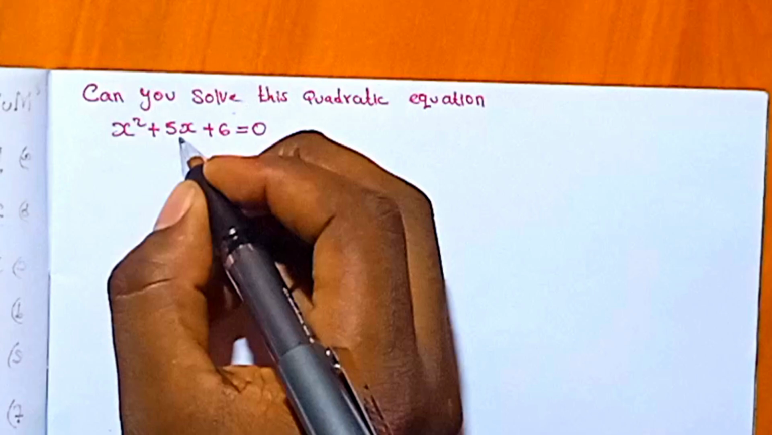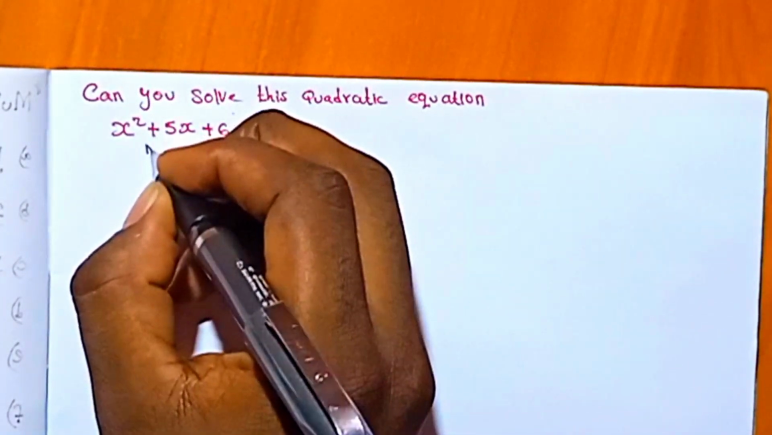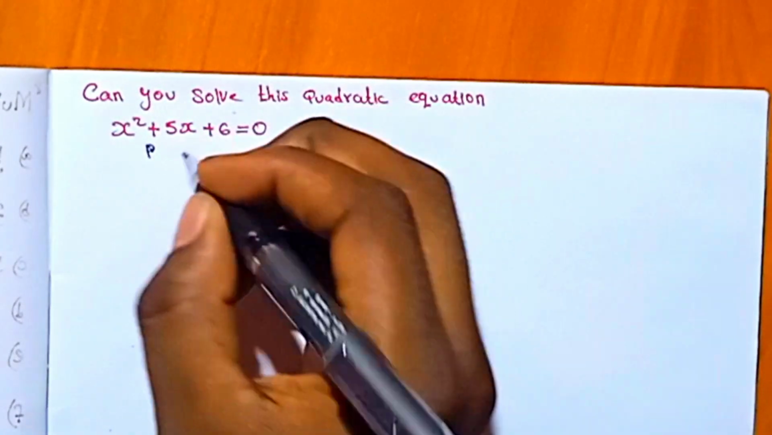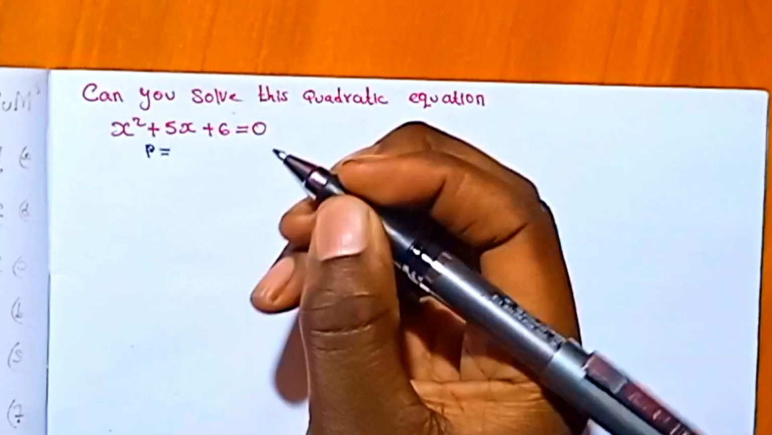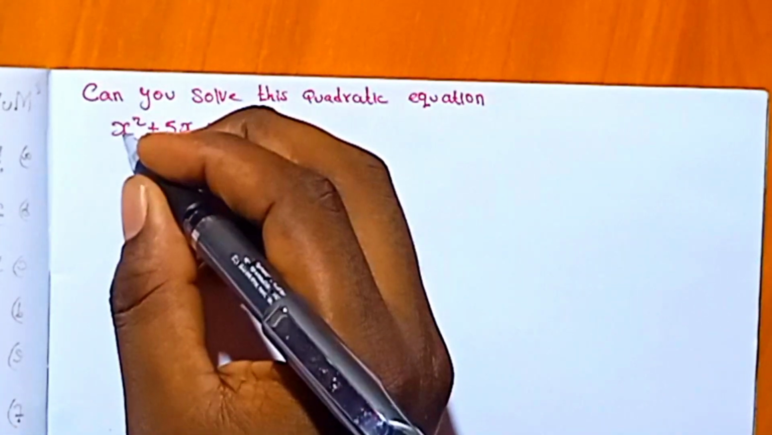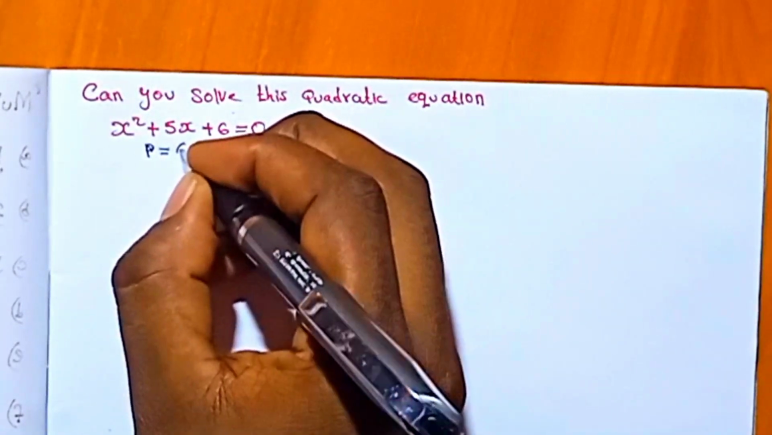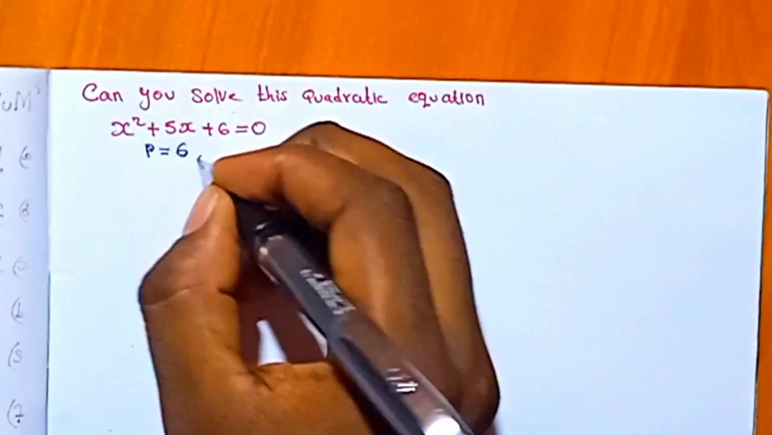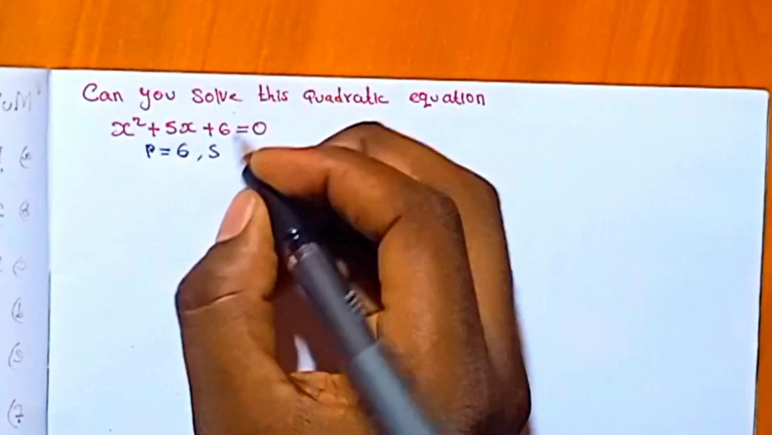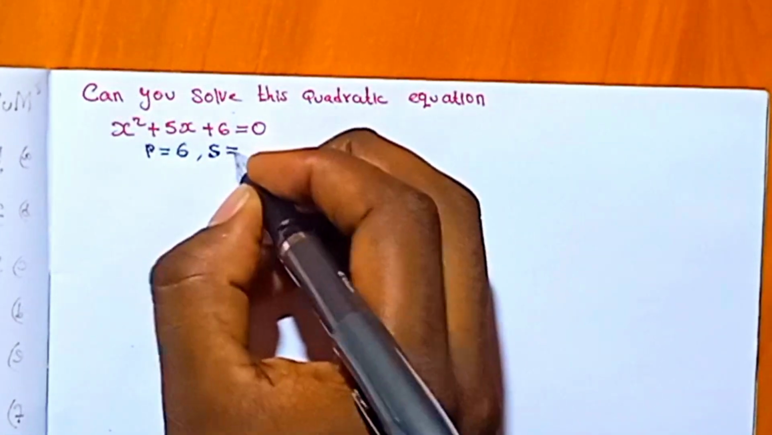So step 1, we are going to look for two numbers that when we multiply, we are going to have the product, and the product should give us 6, that is 6 times 1. And the sum, when we add those two numbers, should give us 5. So in this case, the numbers that we can think about are 2 and 3.